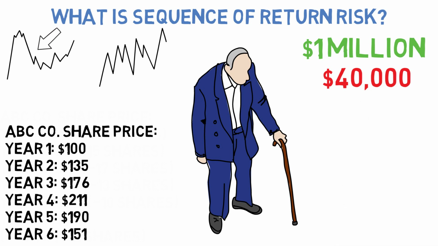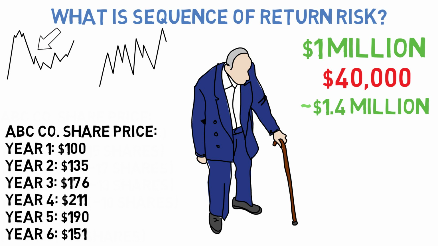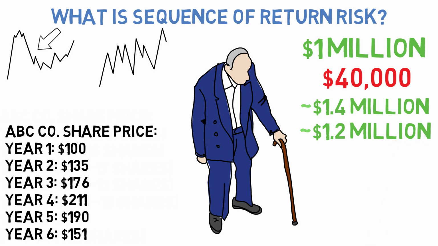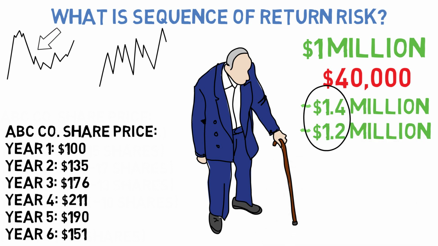If John experienced those hugely positive returns in the first few years, his nest egg would end up being worth a little under $1.4 million by the end of the 5-year stretch. But if he had experienced the losses first, his nest egg would only be worth around $1.2 million, which granted is still more than the $1 million that he started out with, but you get the point. It's still a 6-figure difference in John's ending nest egg after 5 years, just based on what order the returns he got came in. So it's an important thing to be aware of when choosing how to invest your money.